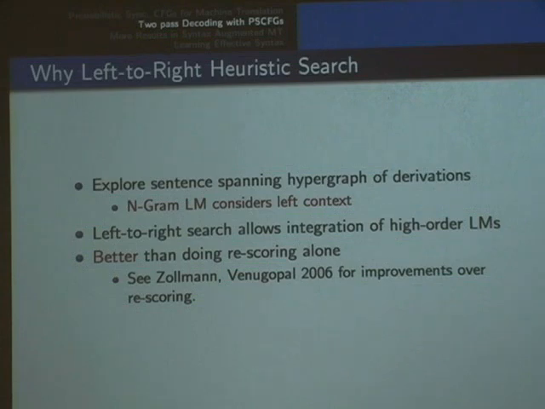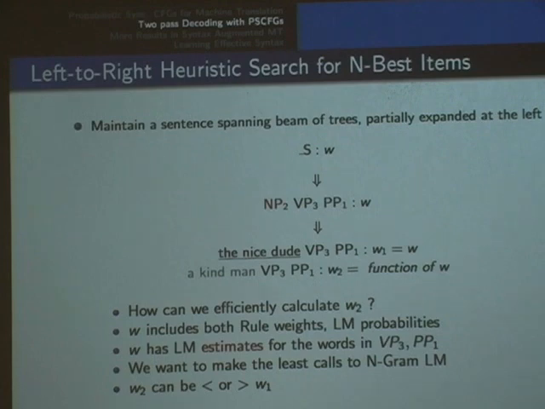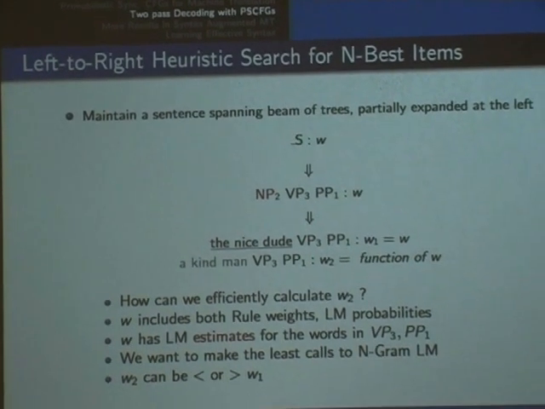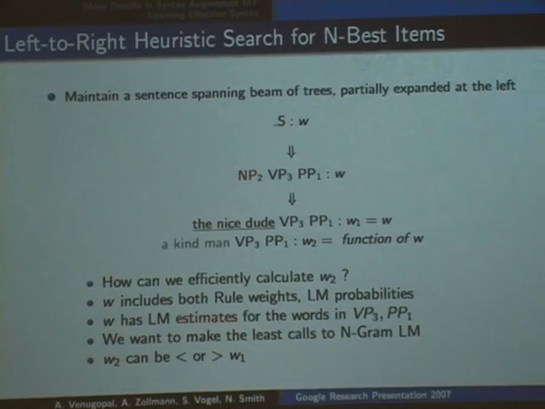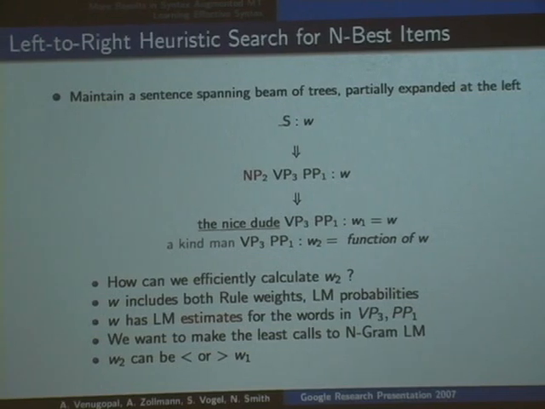And if we structure our search in a certain way, we can actually introduce high-order language models into the search process. And this is going to be significantly better than just doing rescoring alone. So how are we going to do this? We're going to start off with a sentence-spanning hypergraph at the very top there, this underscore s that has a weight. I use underscore s to represent that it translates the whole sentence.